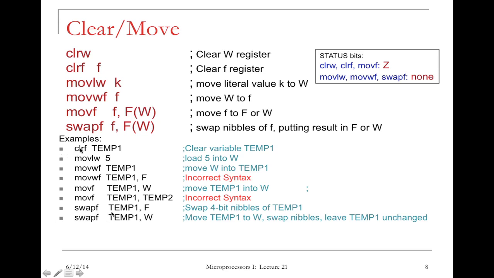Swap is to swap the 4-bit nibbles of temp1. And by using W, that is to say, I want to move the result into the working register, but without changing temp1.